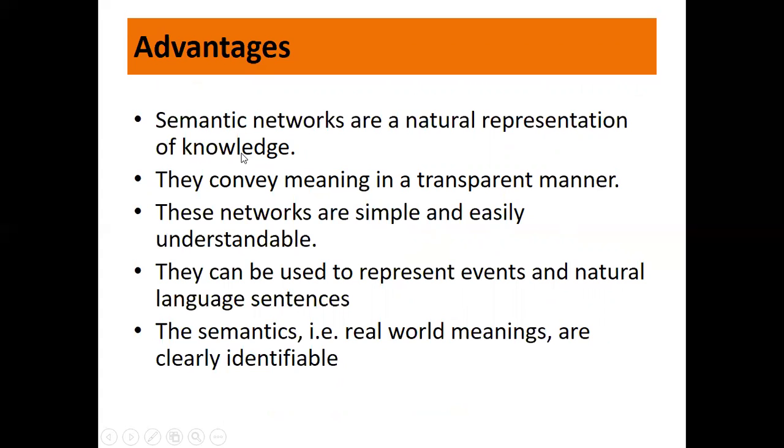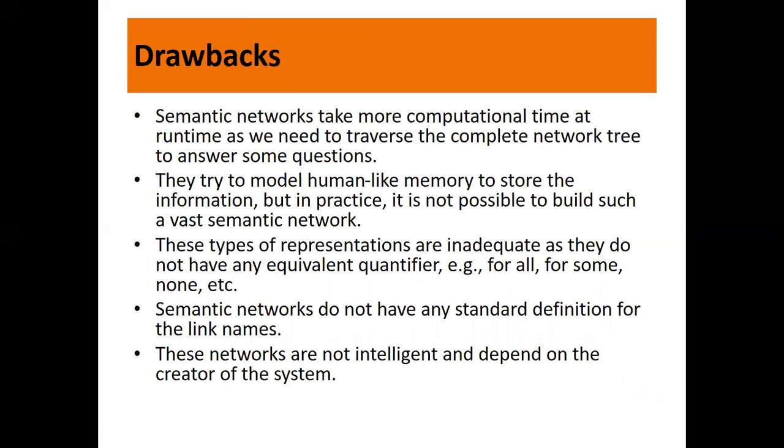These are natural representations of knowledge, as you have already seen in the examples. They convey meaning in a transparent manner, because as soon as you look at the graph, it is clear what it is representing. These networks are simple and easily understandable. They can be used to represent events and natural language sentences, as the example is already given. The semantics, that is the real world meanings, are clearly identifiable. Fine. Now let us look at the limitations.